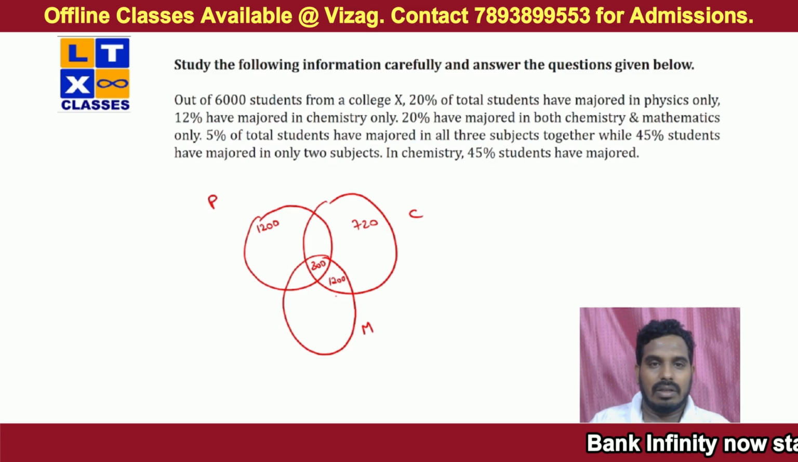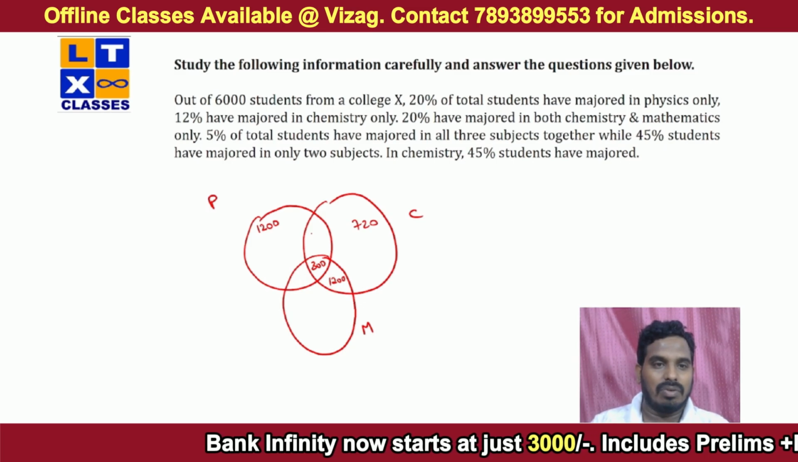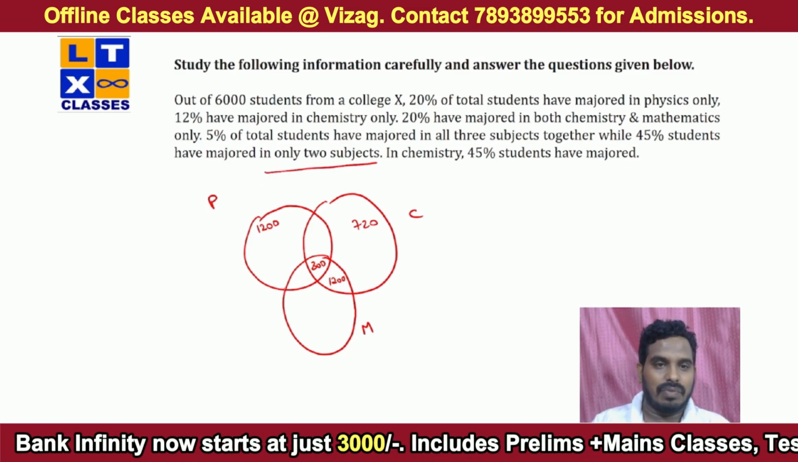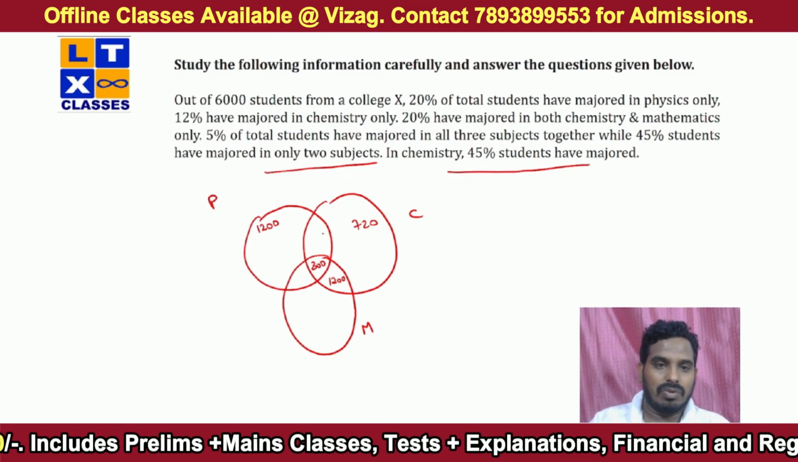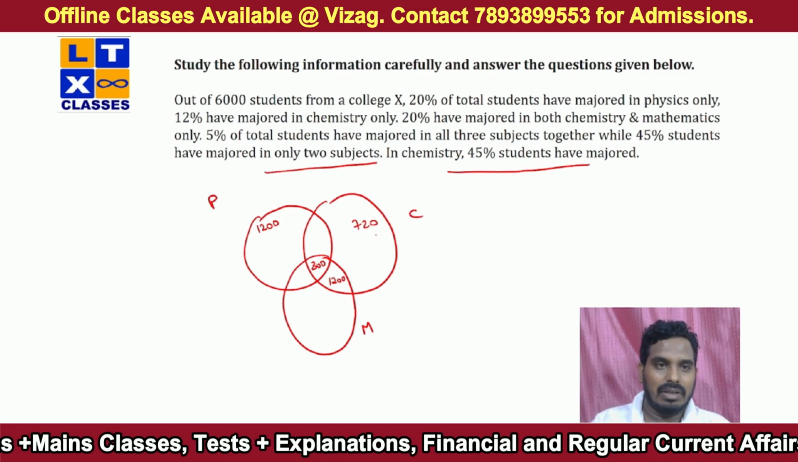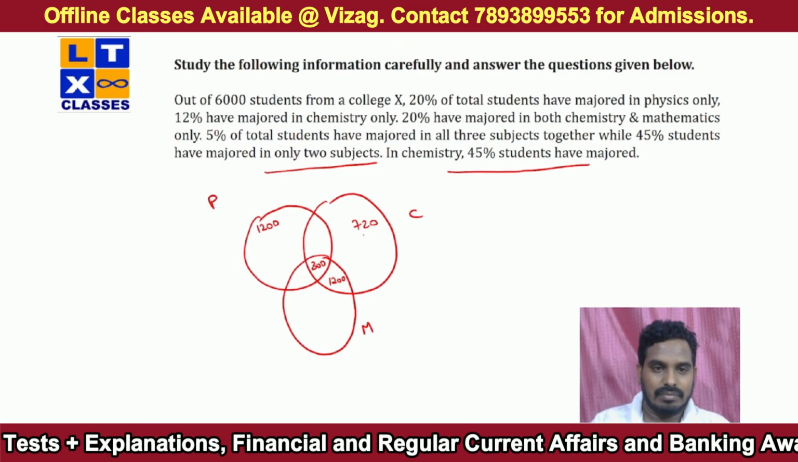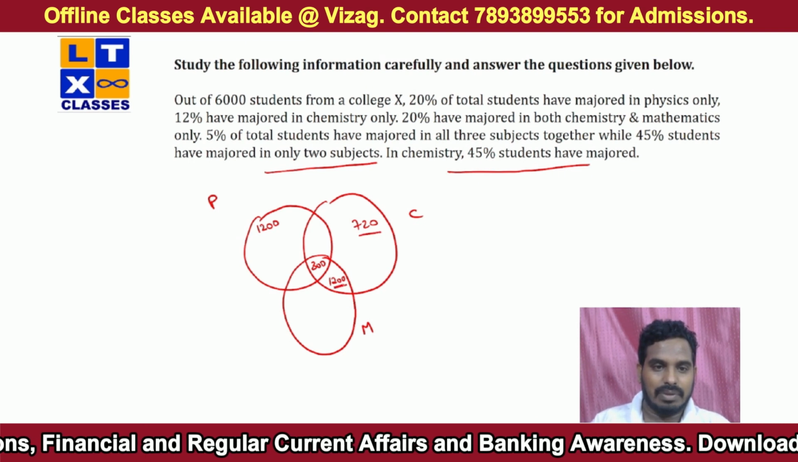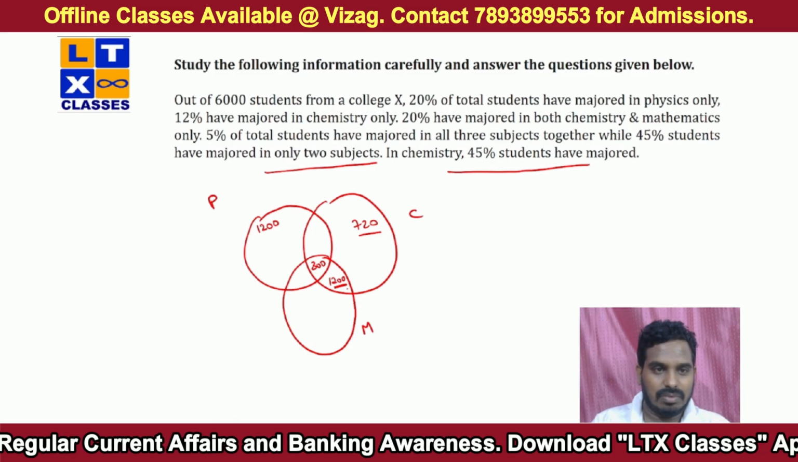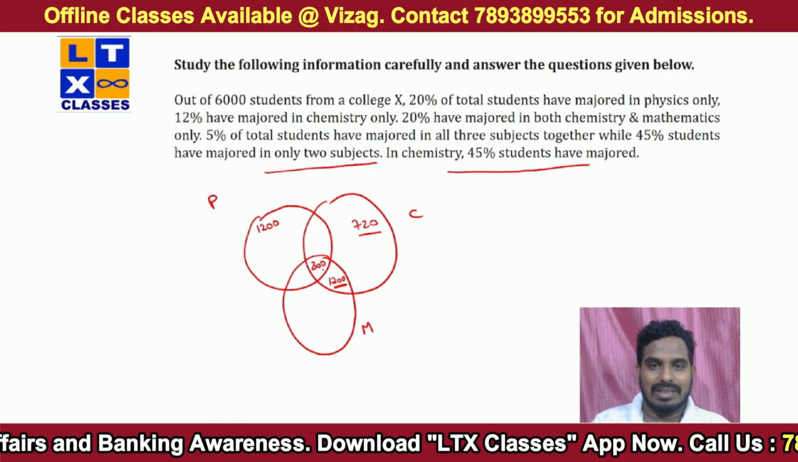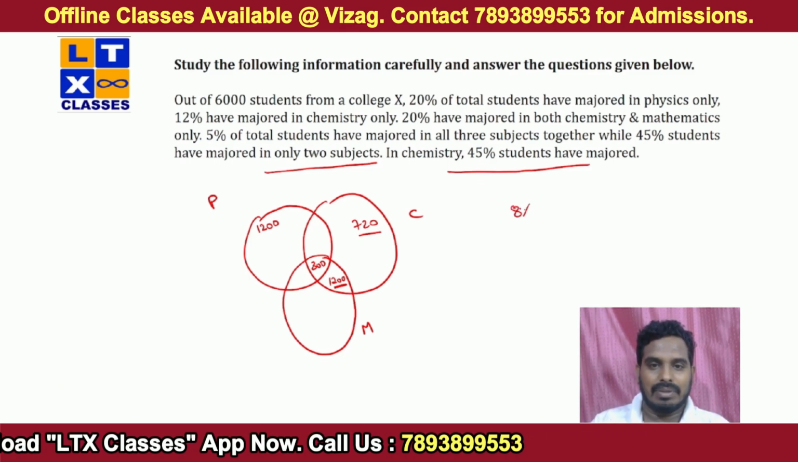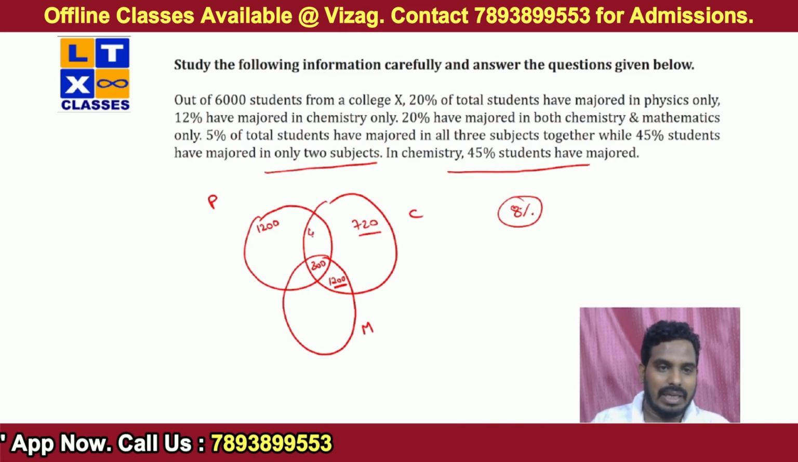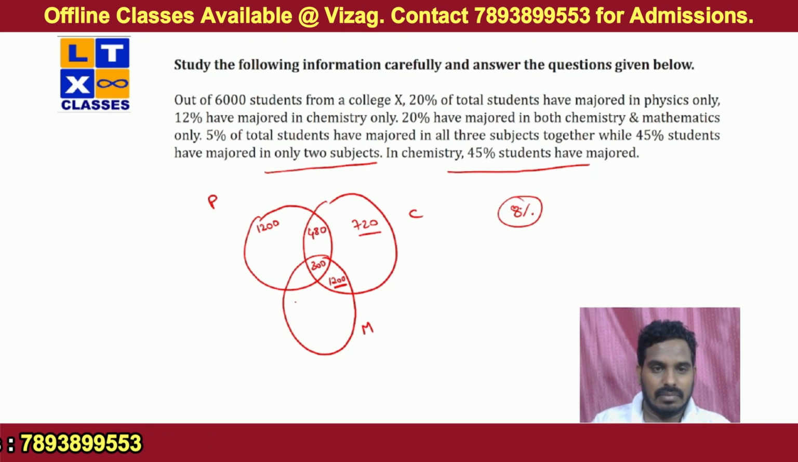Now, what else has it given? While 45% of the students have majored in only two subjects. So only two subjects, 45% have been majored. And in chemistry, 45% of the students have majored. Okay. So if I'm talking about chemistry, already I have 720, which is 12% here. This is 12%. This is 20%. So which is 32, right? And this is 5%, 37. So out of 45, 37 has been completed. So you'll be left with the 8%, right? Now 8, 6, so 48. This will be 480, right?